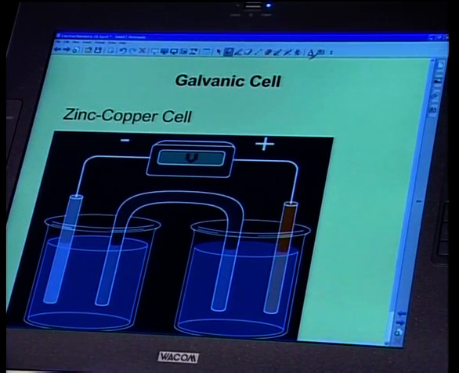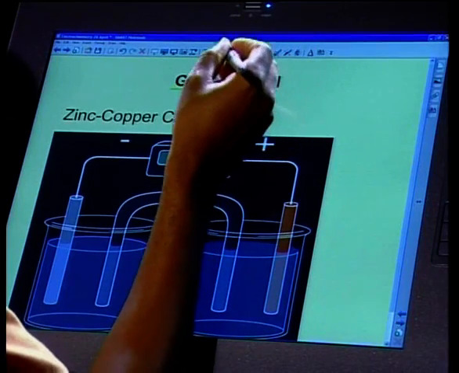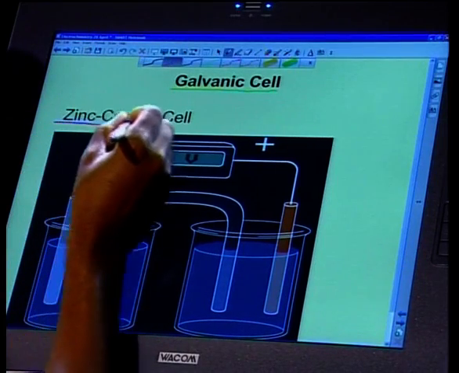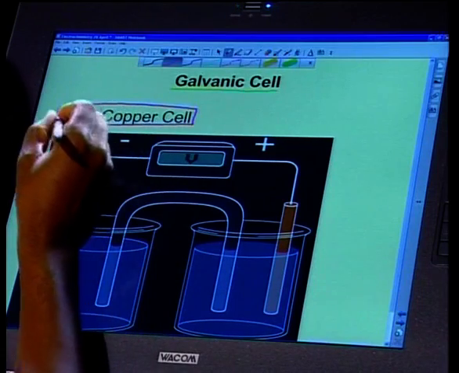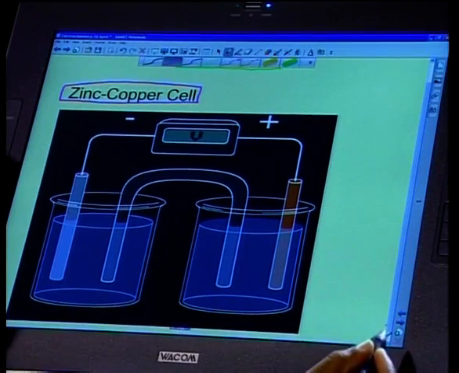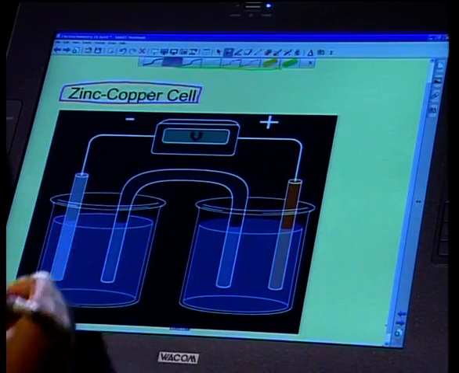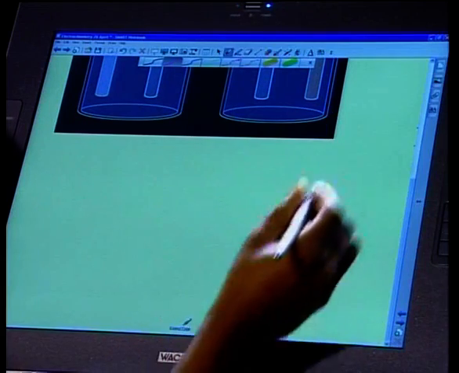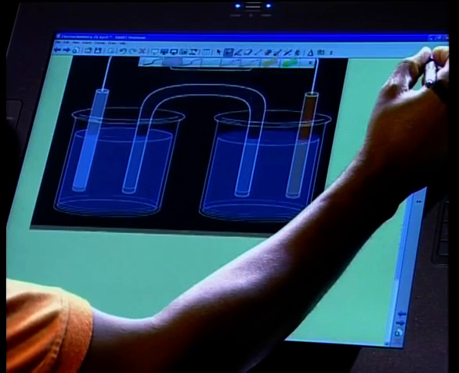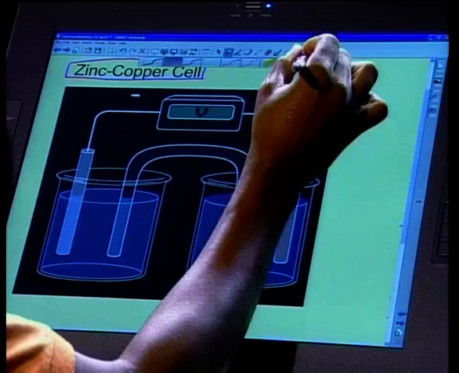Now, here we are. We now want to look in detail at what we call a galvanic cell. We are going to specifically look at the zinc-copper one. All right, let's explain this. Zinc-copper would mean that one side of our cell is zinc and the other side is made up of copper.